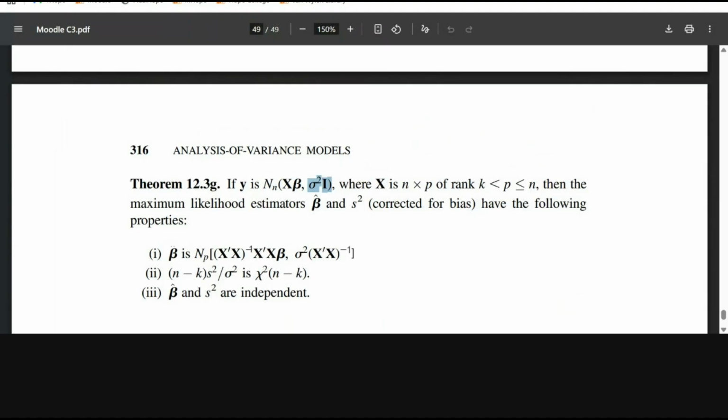And then how do we estimate S square? I was telling the class, when you say correcting it for bias, it means dividing by not n, but n minus rank x. In the case of simple linear regression, the rank of x is 2. All right.